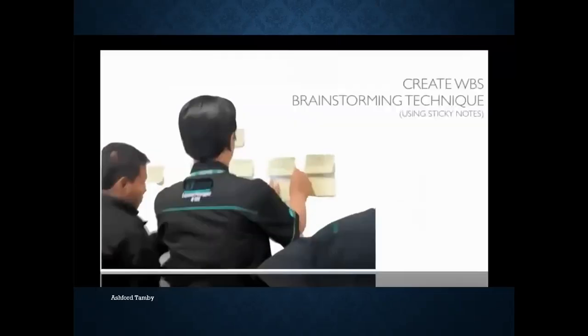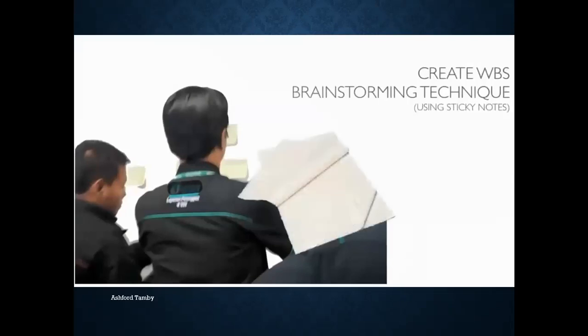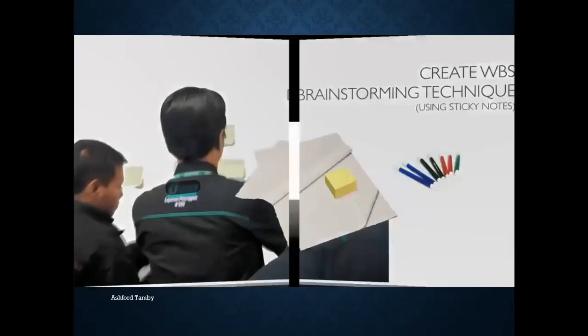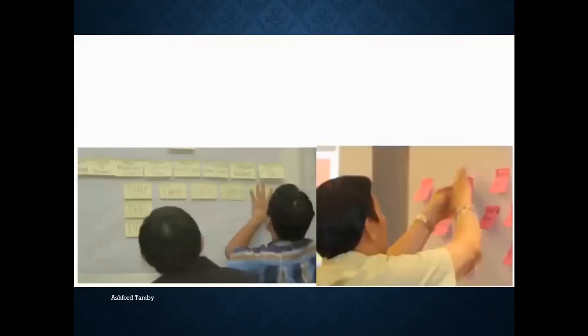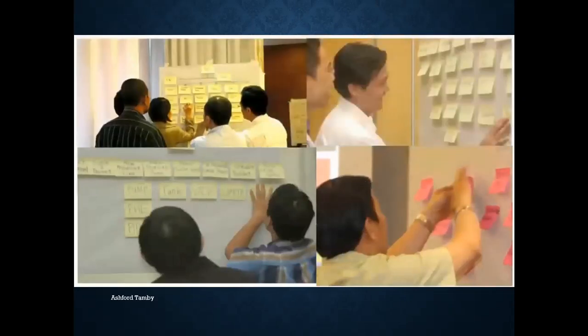Let's create a WBS by having a brainstorming session and using sticky notes. All you need are flip chart paper, sticky notes, and a marker. Put the flip chart paper on the wall. Do brainstorming with your core team. Each of you writes any deliverable or work package on a sticky note, have a look, and rearrange the structure.